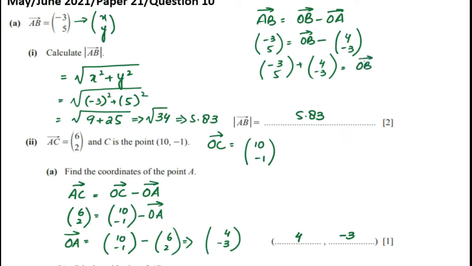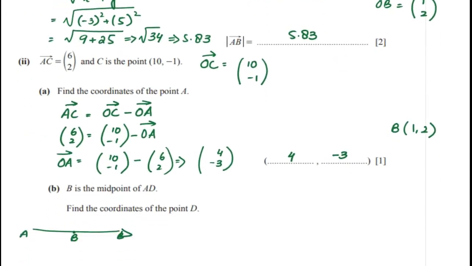So when we added, -3 plus 4 is equal to positive 1, and 5 minus 3 is equal to 2. So the coordinates of OB, or coordinates of B, is equal to (1, 2). Okay, so here I am writing the coordinates of B, (1, 2).